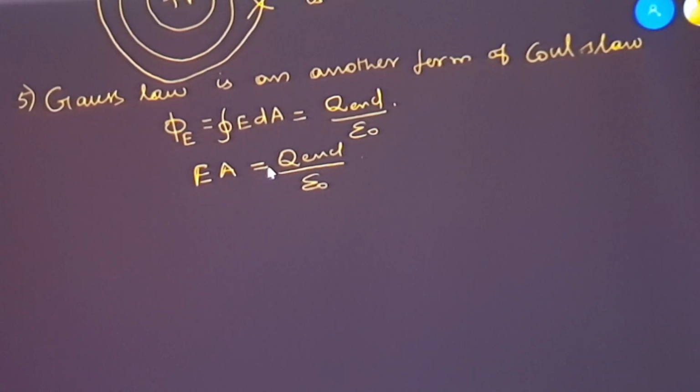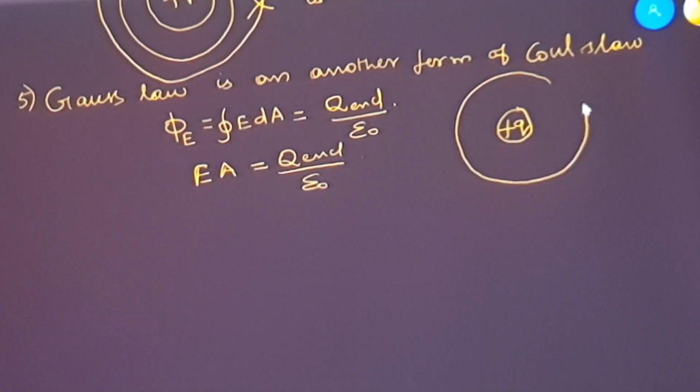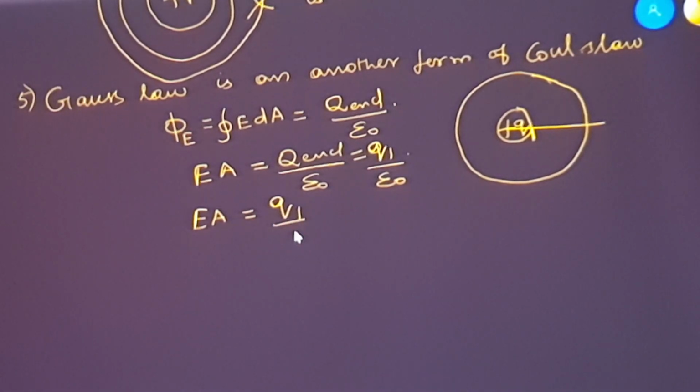So, how can I write this? If I am considering this Q enclosed, first of all, in order to write this, I will get a diagram like this. I have to consider a positive charge. Around this positive charge, I will be taking an imaginary surface. Instead of plus Q, I have taken this Q enclosed. I can say instead of plus Q, I am taking it as Q1, then I can write this as Q1 divided by epsilon 0. So I can write E into A is equal to Q1 divided by epsilon 0.